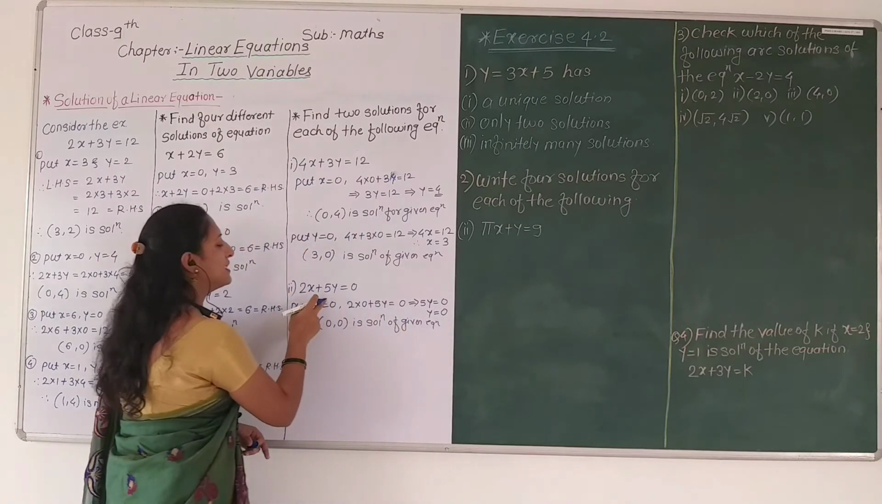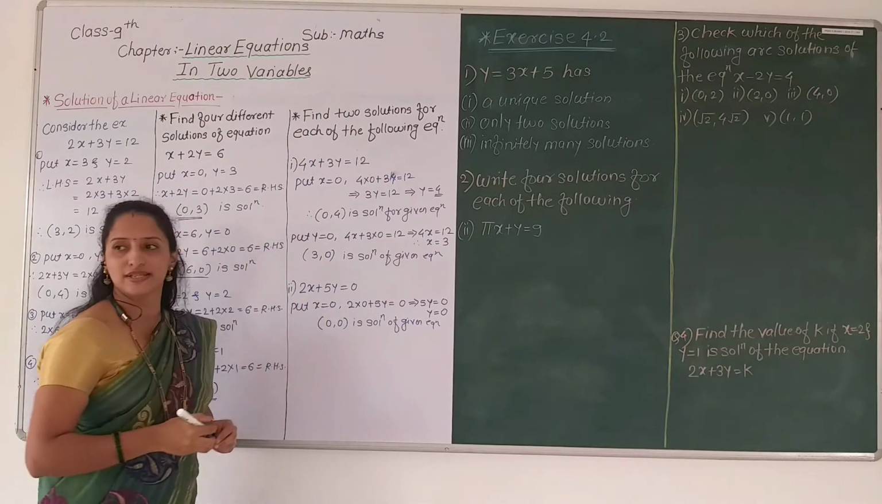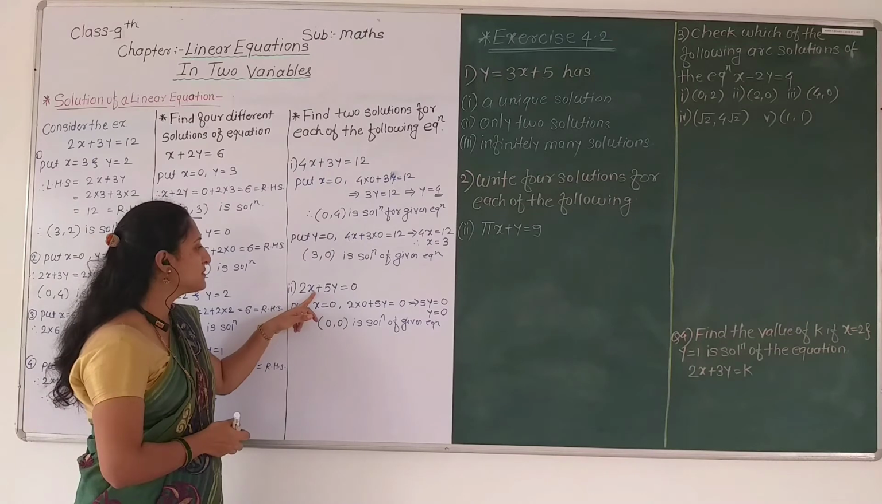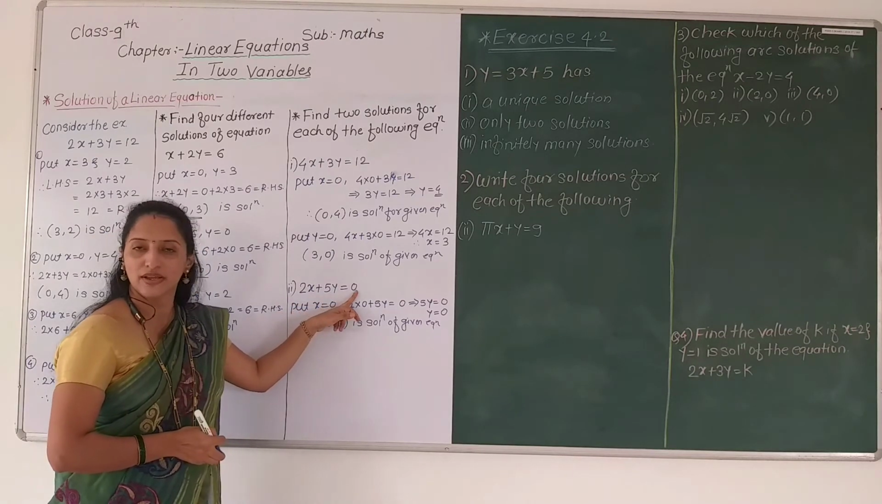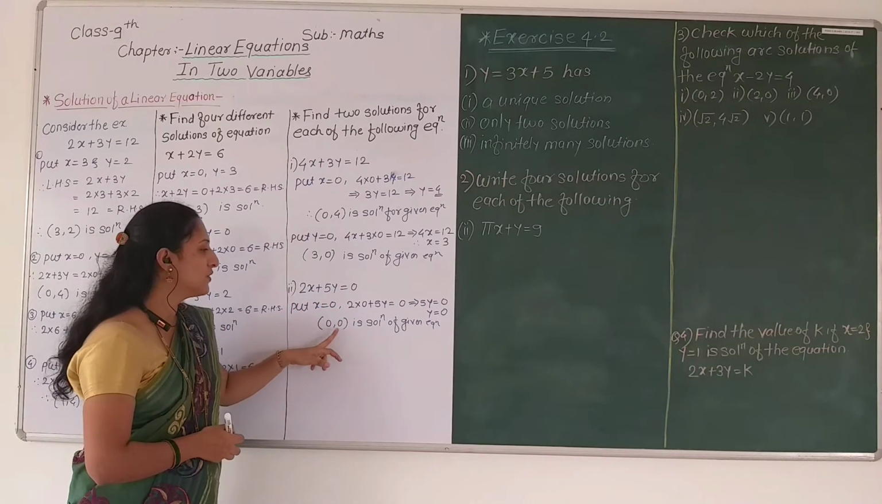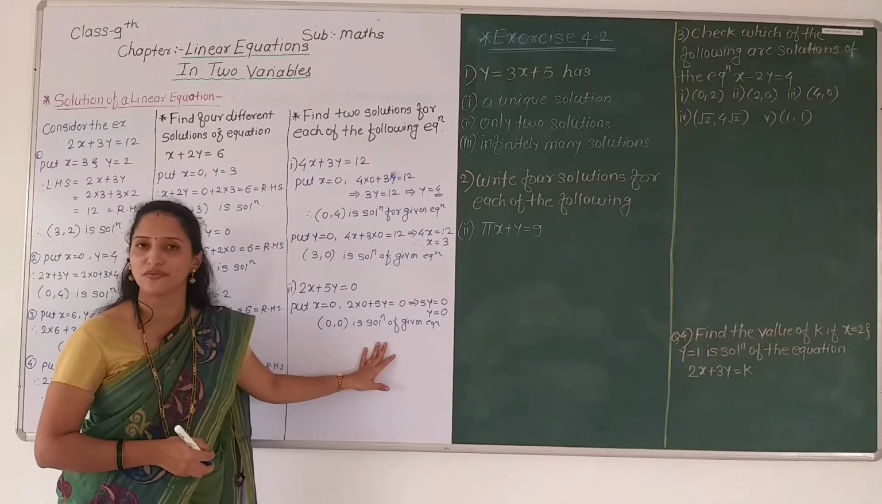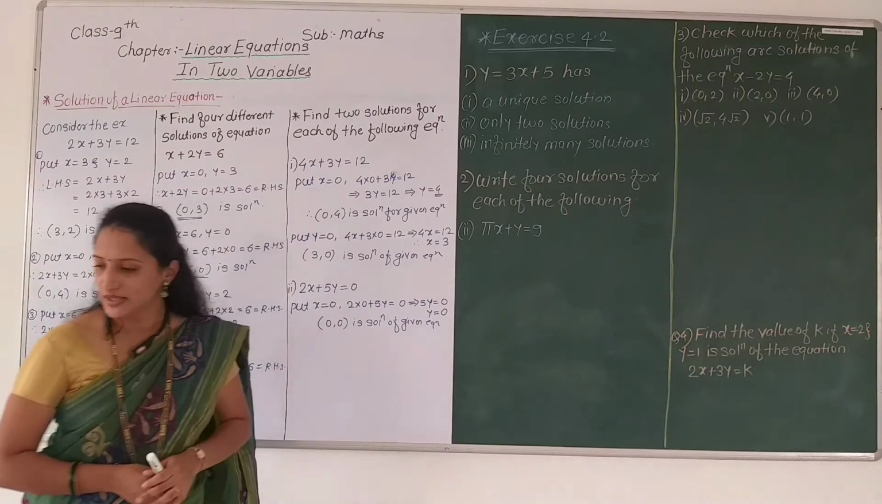Now if I substitute y is equal to 0, again we get x is equal to 0. That means for the equation 2x plus 5y is equal to 0, (0, 0) is the only solution we get this way. Okay, let us check here.